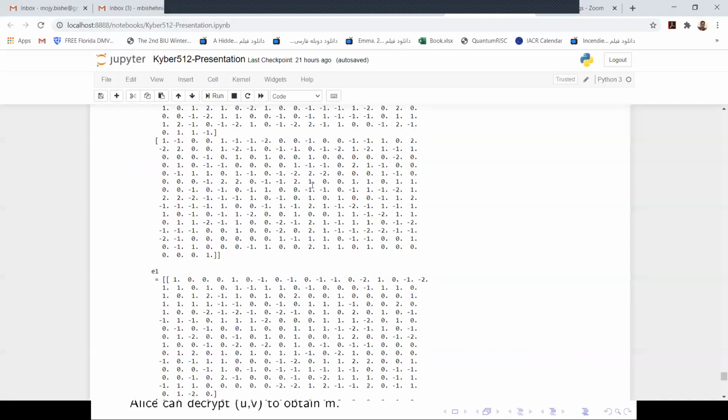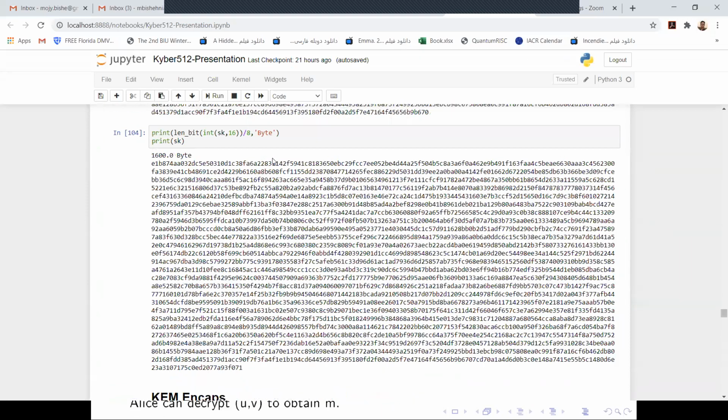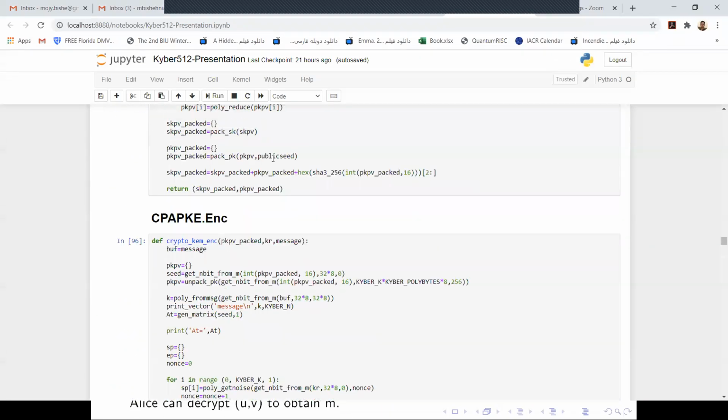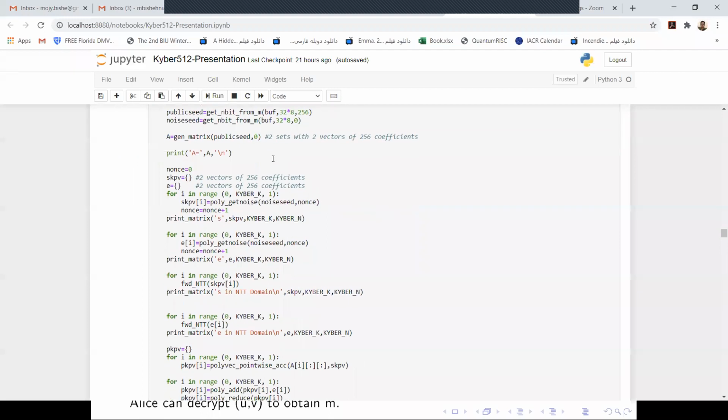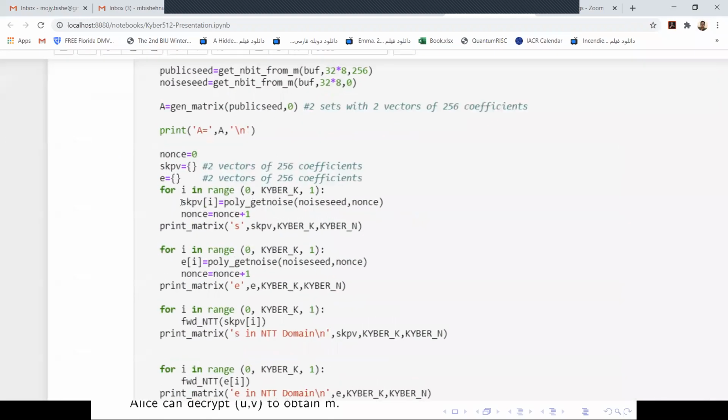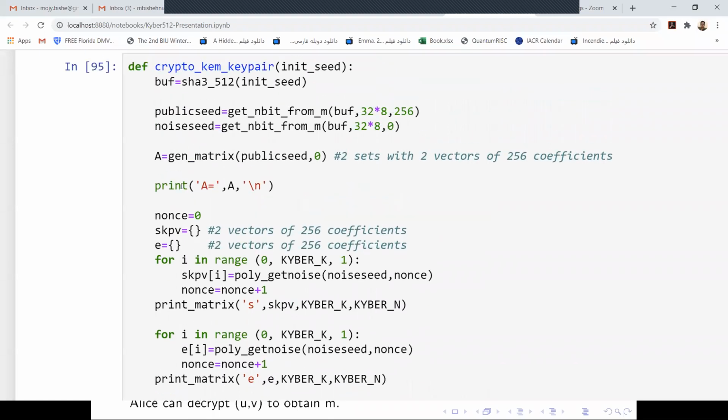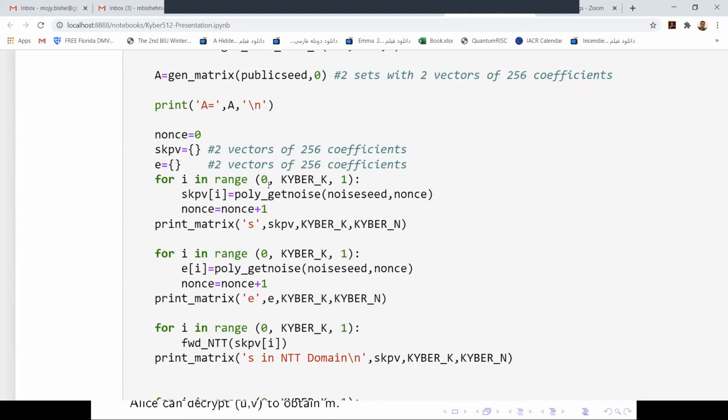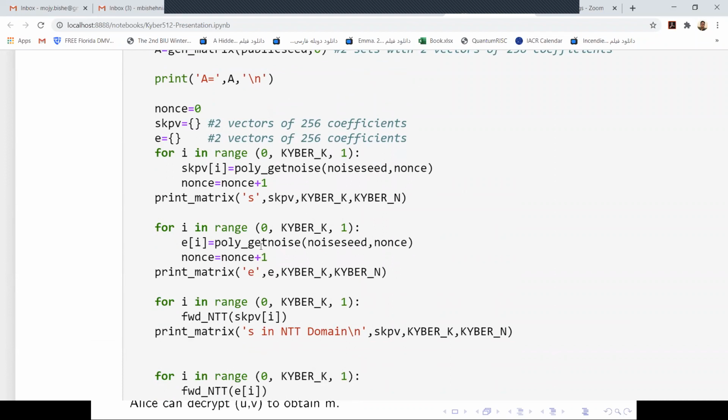I can show you the details of, for example, the computation, the key generation that we use. The secret key here, for category level 1 with k equal to 2, has a dimension of 2 vectors of 256 coefficients, and it has the same coefficients.